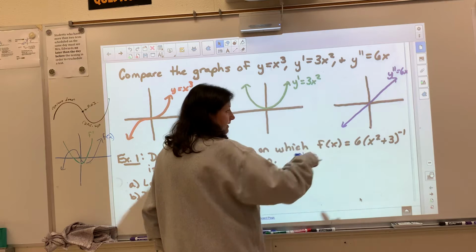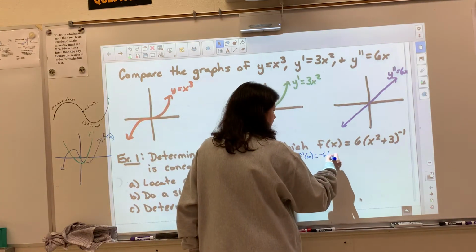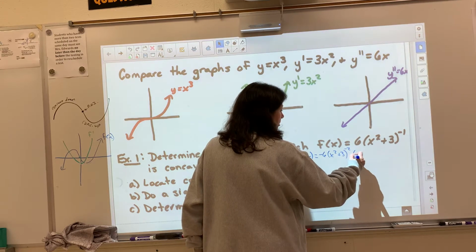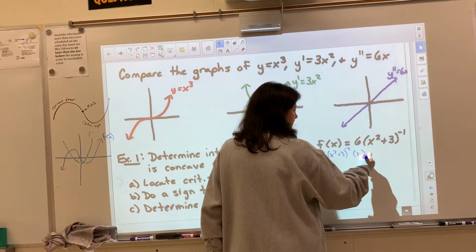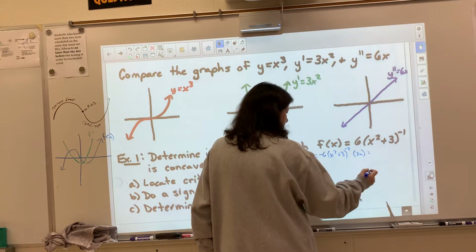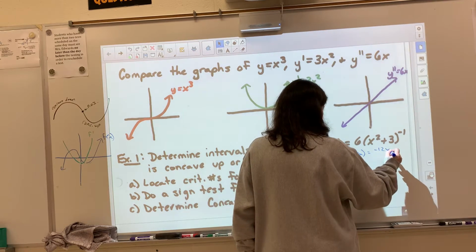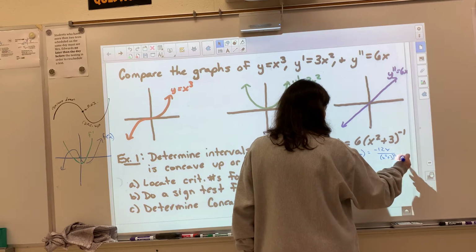And what rule is happening here? Chain rule. So we get -6 times (x squared plus 3) to the -2 power. Go to the inside, derivative of x squared is 2x. So if we clean that up a little, we get -12x over (x squared plus 3) squared.